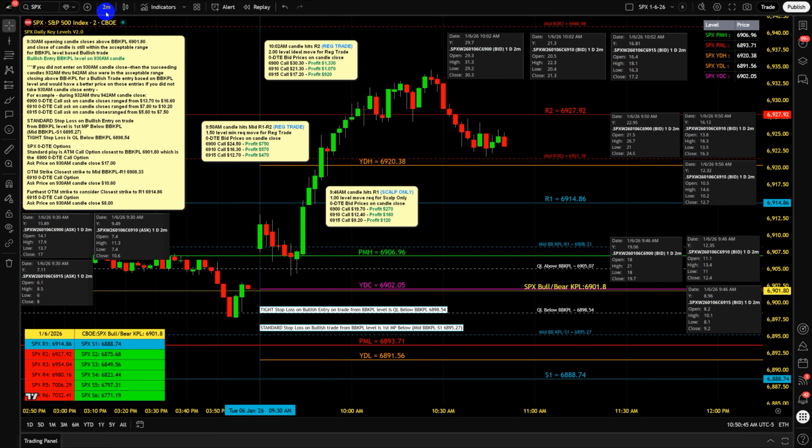As you can see here, we're on a 2-minute chart. The recommended chart time frames for this indicator, for this particular daily key levels strategy, is between 1 minute and 5-minute chart time frames, with the most consistently performing chart time frame between that range being the 2-minute. If you look at our other SPX session videos, you will see that we're always using the 2-minute chart time frame.